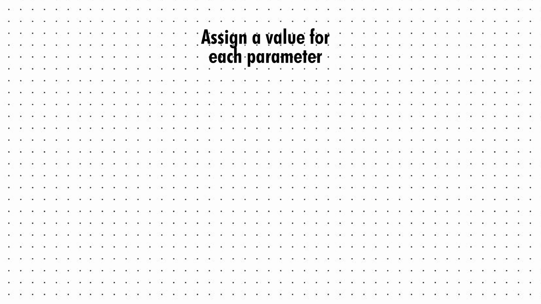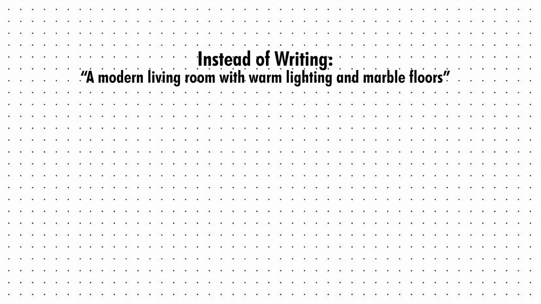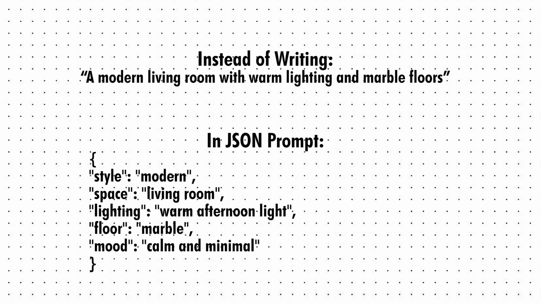Think of JSON prompt as a design brief in a code language. Instead of describing what we want in one single sentence, we assign a value to each parameter like material, lighting, style, and camera angle. And that's it. It's a structured way of giving instructions to the AI platform. For example, instead of writing a modern living room with warm lighting and marble floors, in JSON prompt you would write it like this. So let's apply this in different use cases and see how it works.